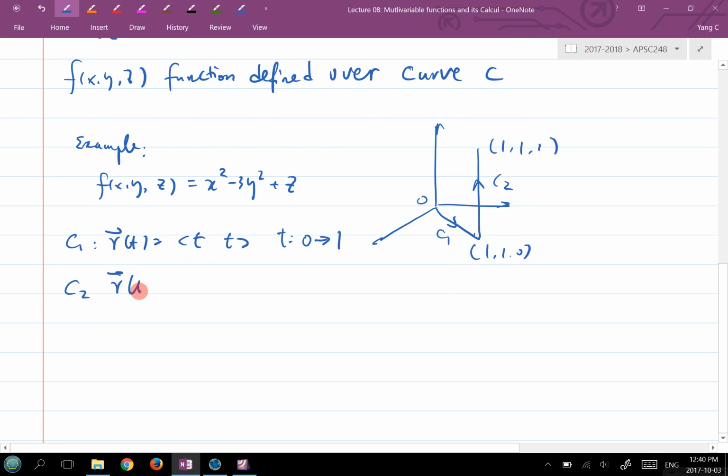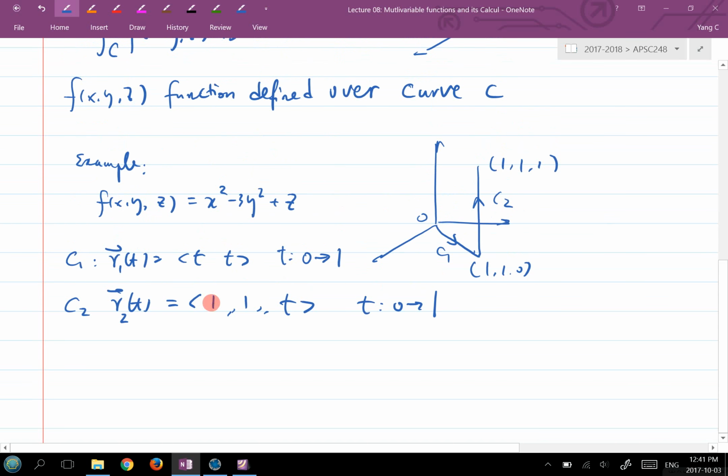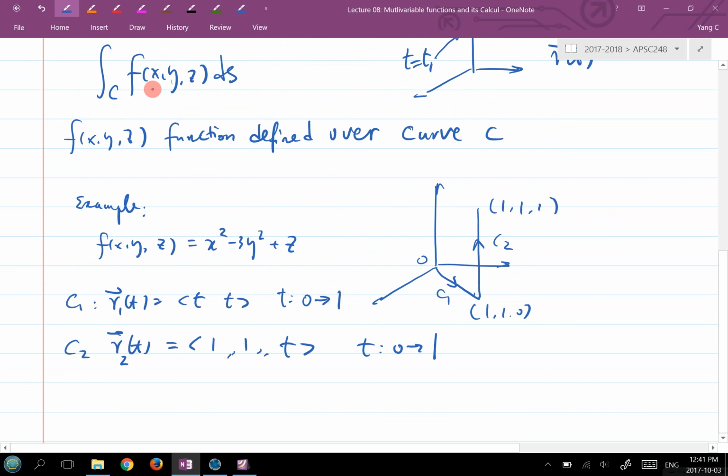C2, let's call this r2 of t. It's also a straight line, going from 1, 1, 0 to 1, 1, 1. The x and y are not changing, so they're still 1 and 1, and the z component goes from 0 to 1. So we use t, and t goes from 0 to 1, similarly. That's your parameterization for curves C1 and C2. Finally, time to plug this into the line integral formula.